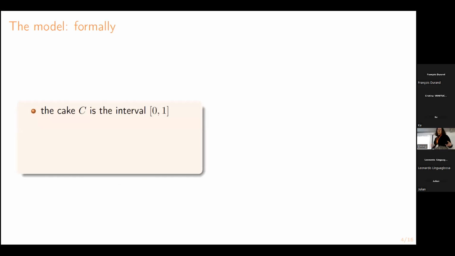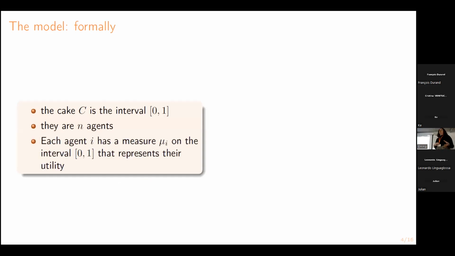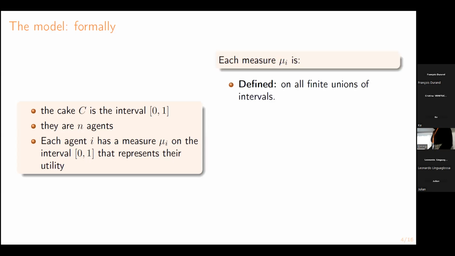And as I say, the cake C is the interval 0, 1. There are n agents, and each agent has their own preferences that is modeled by a measure mu i on the interval 0, 1. This represents their utility, so how they evaluate the cake. And so each measure has some properties. So it's defined on all finite unions of intervals. It's non-negative. This is just for practical reasons.